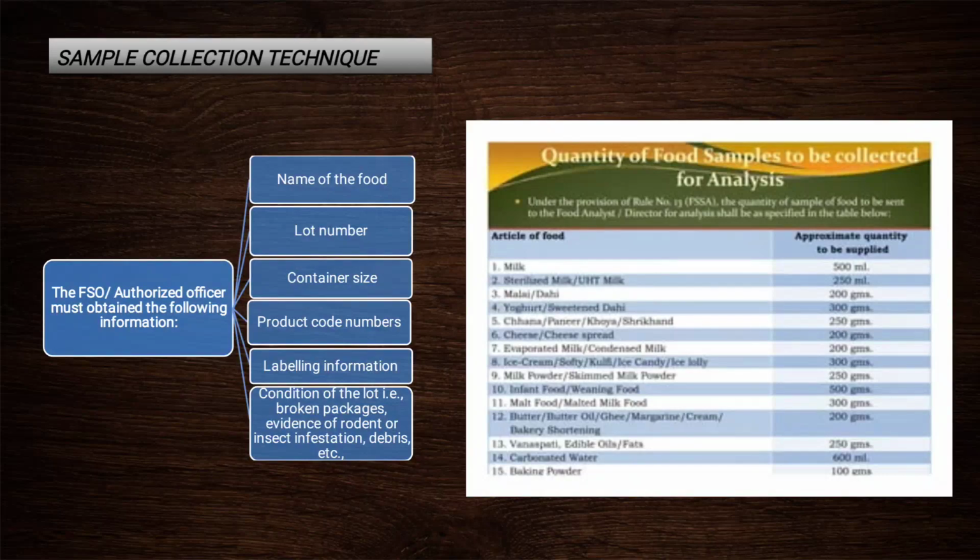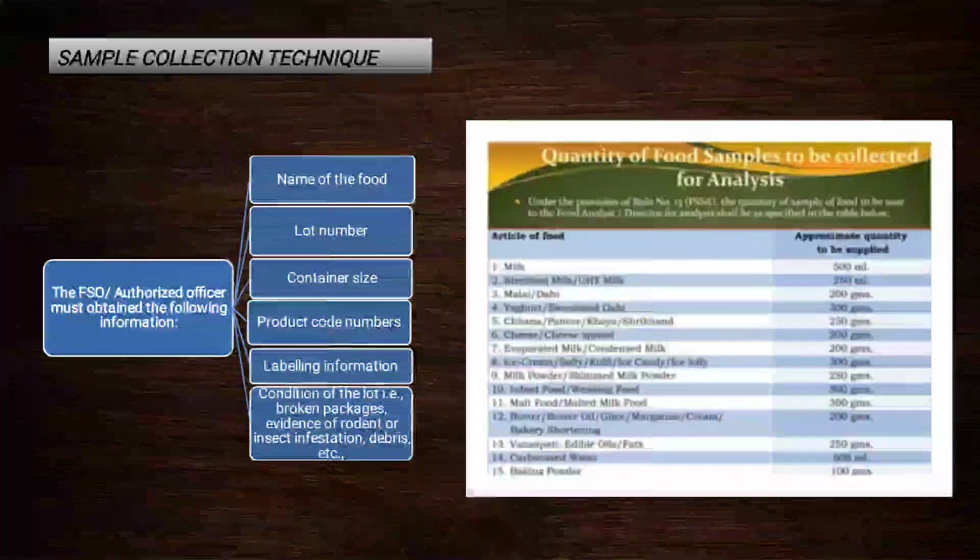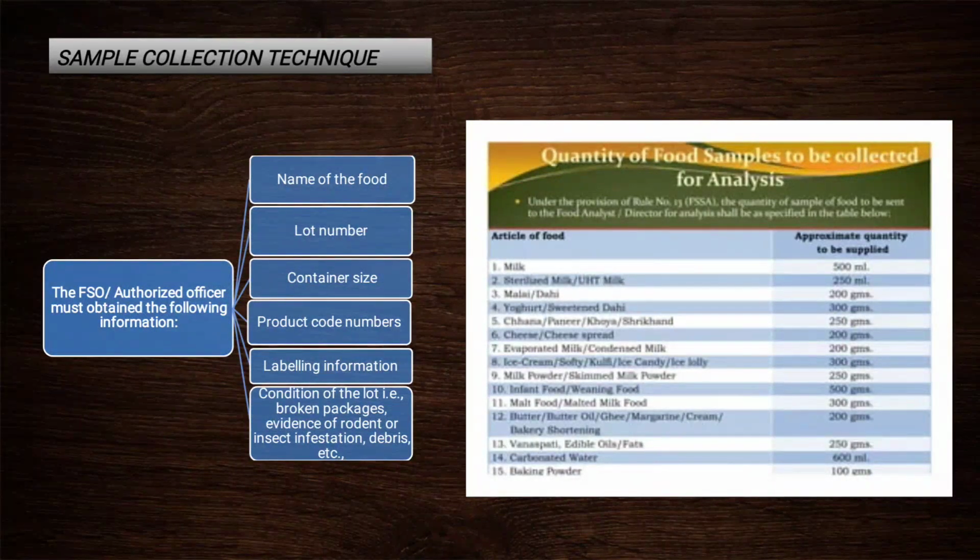Quantity of food samples to be collected for analysis. Different products need different approximate quantity for food sampling. For example, milk requires 500 ml approximately. Cheese requires 200 grams. Baking powder requires 100 grams. These are some of the examples for the quantity of food samples to be collected for analysis.